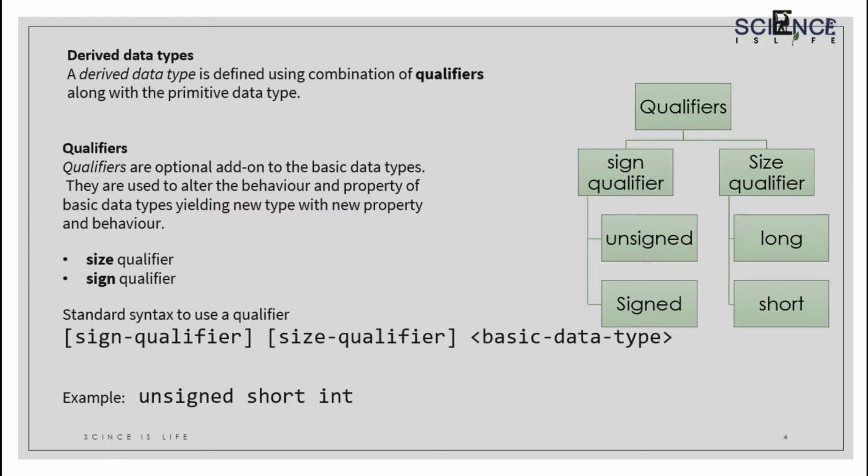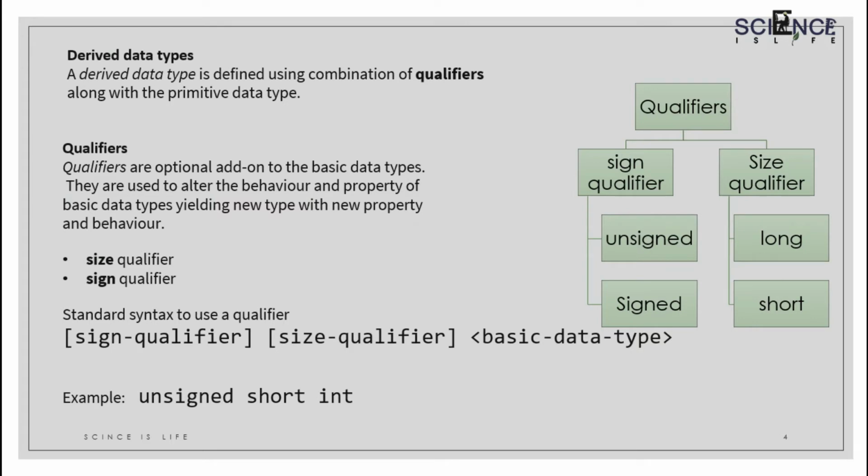I told you that there are derived data types as well, right? So what is a derived data type? A derived data type is defined using a combination of qualifiers along with the primitive data type, right? That means derived data types are derived from the primitive data types with a combination of qualifiers, right?